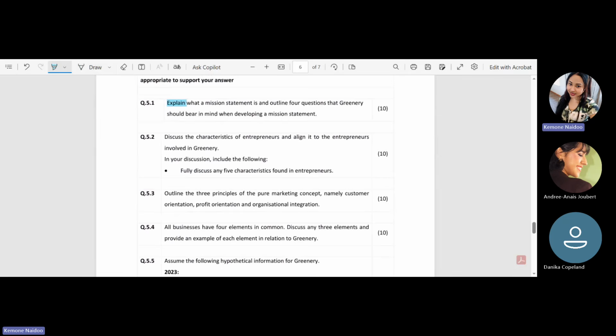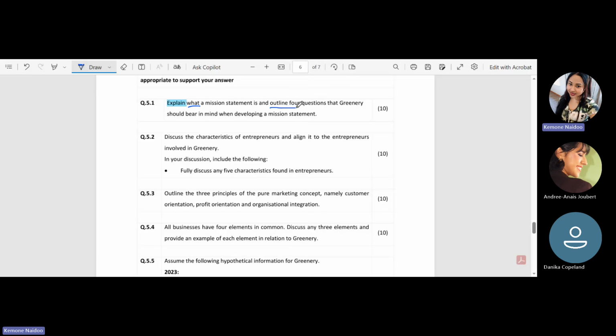Remember, when you are answering long questions like this, it is very important that you break it down. So first of all, answer what a mission statement is first, okay? So when you are asked to explain, it means you need to give the theory or the definition clearly, and you need to show understanding of it. So for example, you could say a mission statement explains the purpose of a business, what it does, who it serves, and how it operates, and it helps employees and stakeholders understand the direction and goals of the organization. That is a nice little explanation of what a mission statement is.